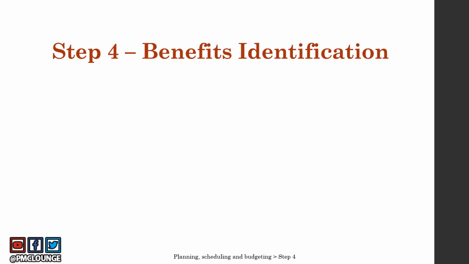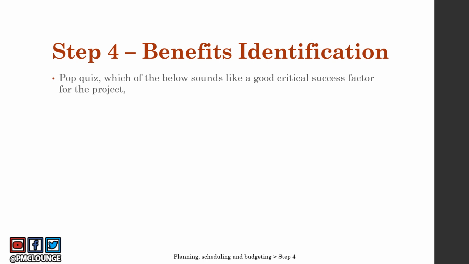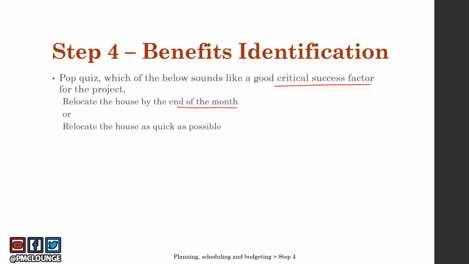So step four is benefits identification, and we touched a bit on benefits realization in the previous slide. So let's talk about benefits identification. And to simply understand this, let me ask you a question. Which of the two below sounds like a good critical success factor for the project? A, relocate the house by the end of the month, or B, relocate the house as quick as possible.